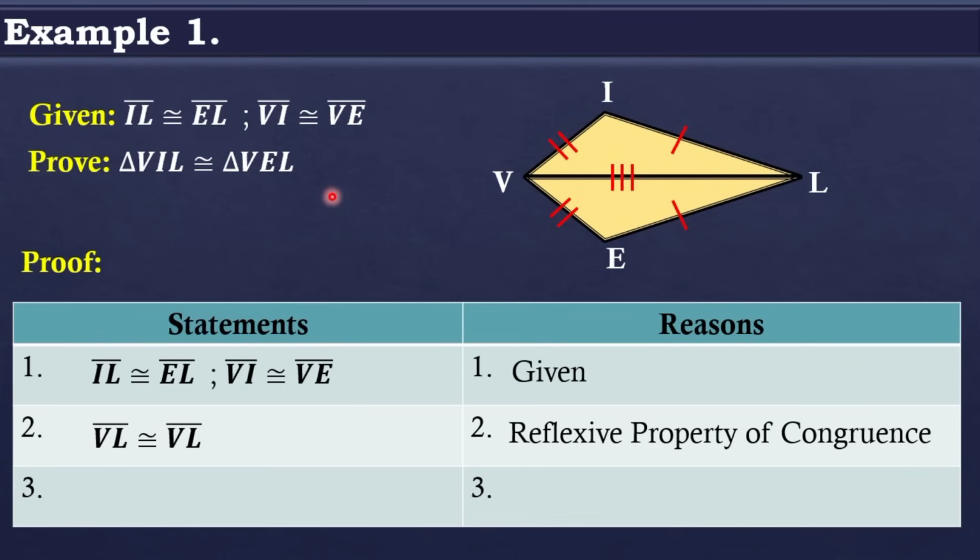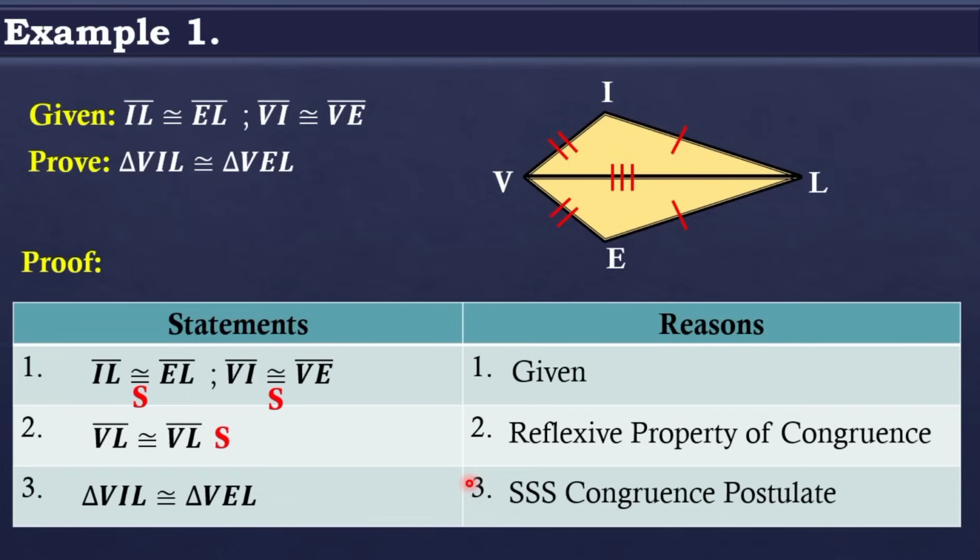So, therefore, we can now prove that triangle VIL is congruent to triangle VEL. Why? So, balikan natin yung given mo. Ito po ay side. Ito yung side mo. This is also a side. Ito po yon. And then this one also is a side. Okay? So, as you can see, we have three sides of two triangles that are congruent. So, therefore, we can prove that triangle VIL is congruent to triangle VEL by SSS congruence postulate.